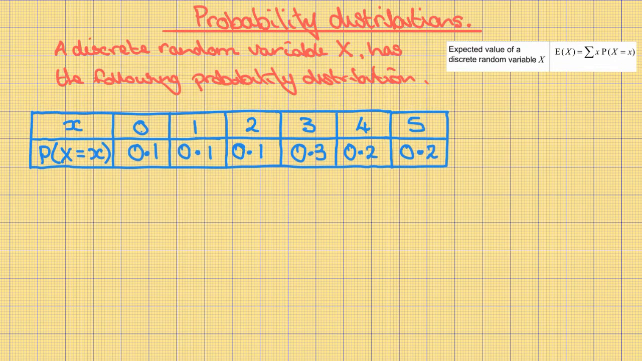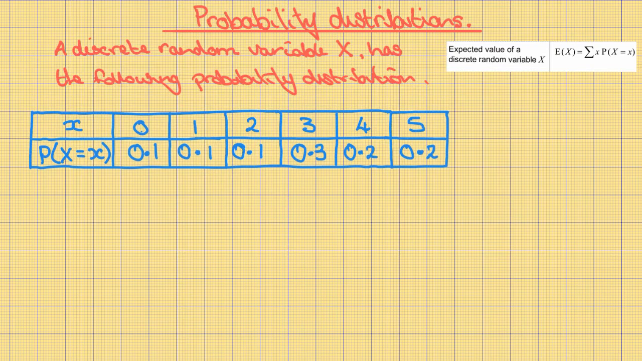The second row in the table, the probability that big X is equal to little x. That is the probability that a student picked at random obtains one of those scores. So the probability that a student picked at random gets a score of 2 is 0.1. The probability that a student picked at random gets a score of 5 is 0.2.